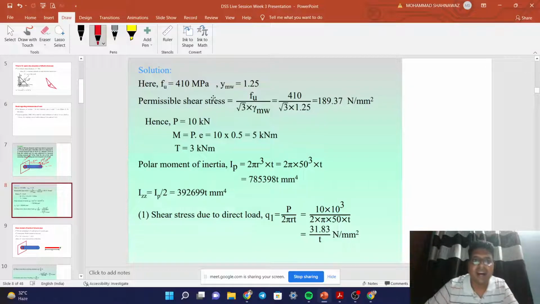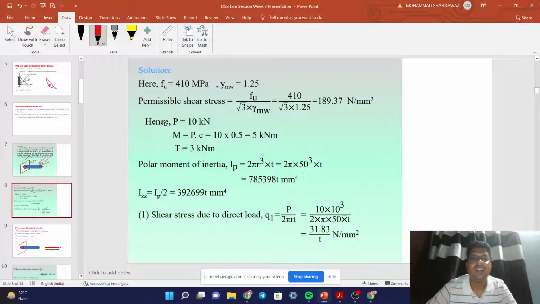So see, this is shear stress. This Fu upon root 3 is coming from strength of materials. When you study theory of failures in strength of materials, from there you can see that from the von Mises failure criterion, the shear stress at which the material can fail is reported as Fu upon root 3. So from that failure criterion, this Fu upon root 3 comes into the picture.